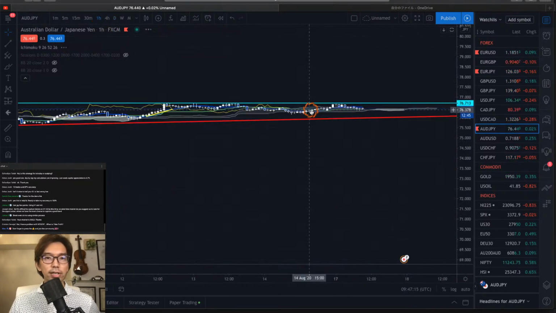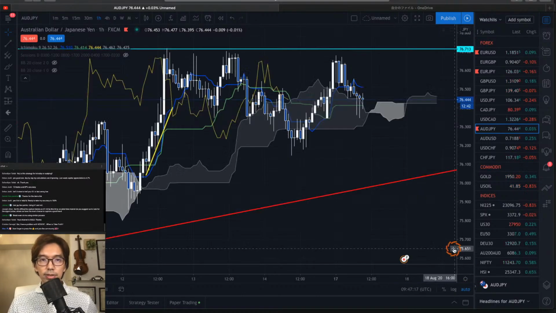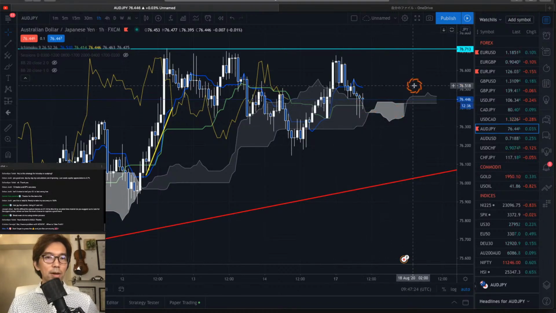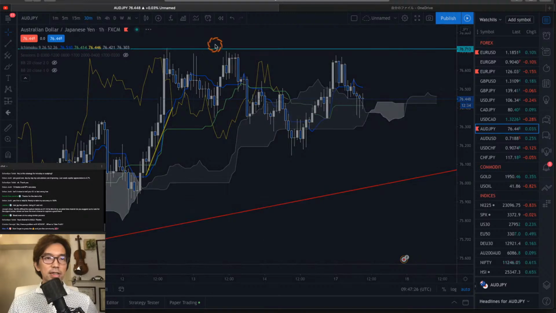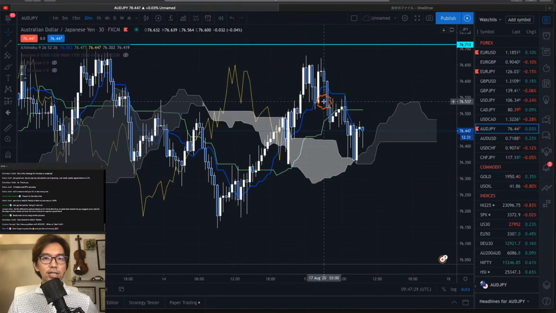And in the 1-hour chart, hold on. In the 1-hour, it's flat. Yeah, it's flat, Kumo flat, Kijun-sen flat. So I will wait for the Kijun-sen and Kumo to move up. Or the 30-minute, I think it's flat too. Yeah, the 30 is flat too.